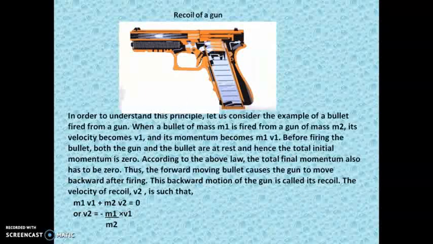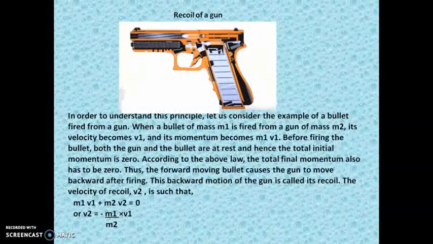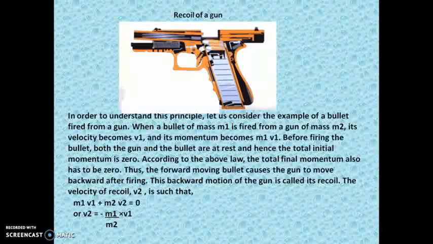Okay, so that explains a few phenomena, or some examples, of Newton's third law of motion. The first one is the recoil of a gun. In order to understand this principle, let us consider the example of a bullet fired from a gun. When a bullet of mass M1 is fired from a gun of mass M2, its velocity becomes V1 and its momentum becomes M1 V1.